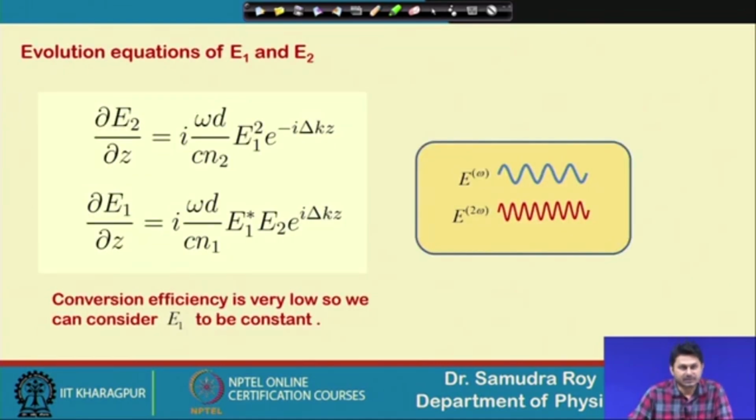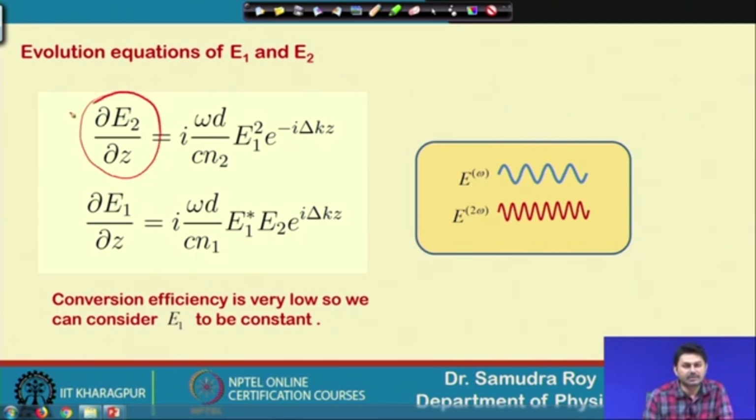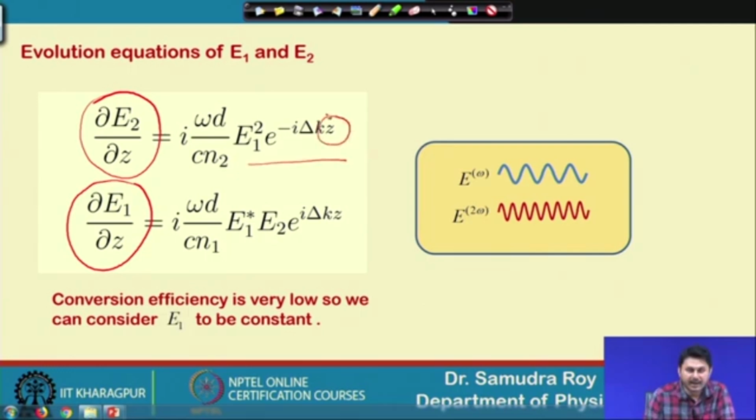Well, this is our expression that we have derived in the last class. So, once again let me remind you what is the meaning of this. This term is the evolution of the second harmonic, and this term is the evolution of the fundamental wave. The evolution of the second harmonic wave, which is defined by E2, is a function of z, obviously, that is why the derivative with respect to z on the left hand side gives us something. Here the function z is appearing, we can see clearly, but E1 is also supposed to be a function of z.